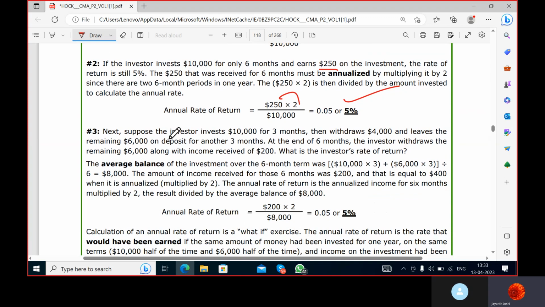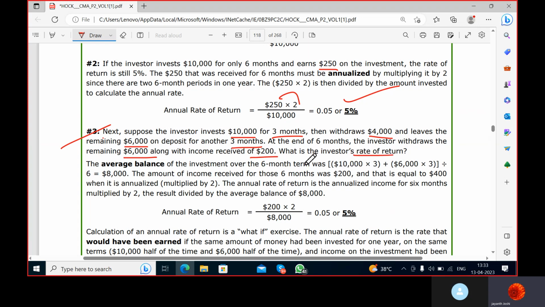Let's go for the next scenario. The investor invested $10,000 for 3 months, then withdraws $4,000, leaving 6,000 on deposit for another 3 months. At the end of the 6 months, the investor withdraws the remaining 6,000 along with income received of 200. What is the investor's return?